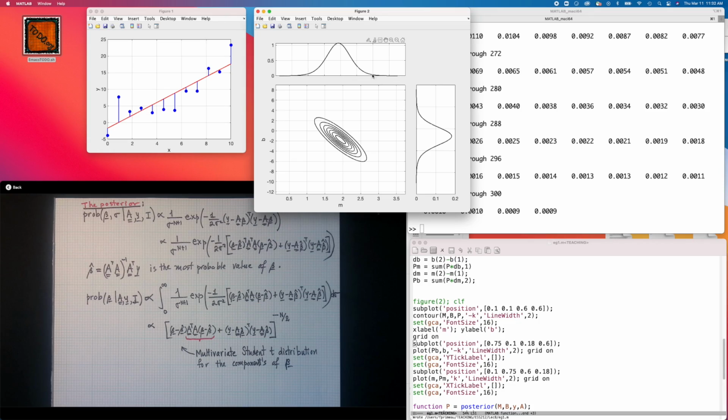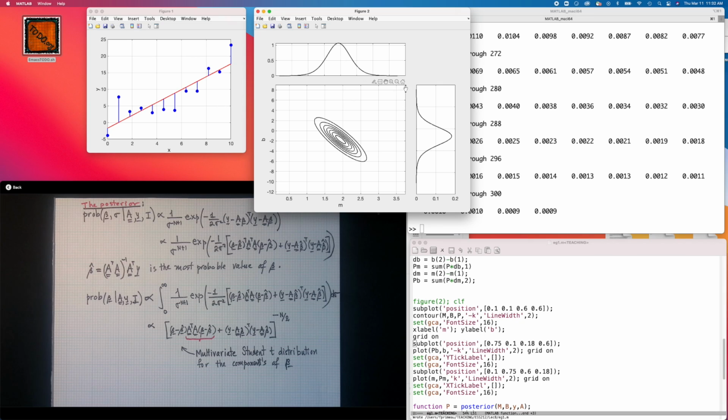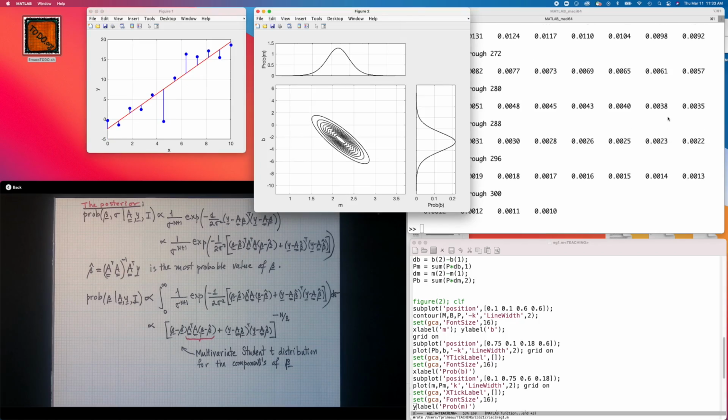And similarly, this probability distribution is a univariate distribution for the value of m. And since we've integrated over all the b's, the uncertainty in the value of b is taken into account. So this axis here is probability density, and this is probability density. Maybe I could add those labels. Seems to work nicely. Okay, so that ends this lecture on estimating the joint posterior probability and the marginal posterior probabilities for m and b.